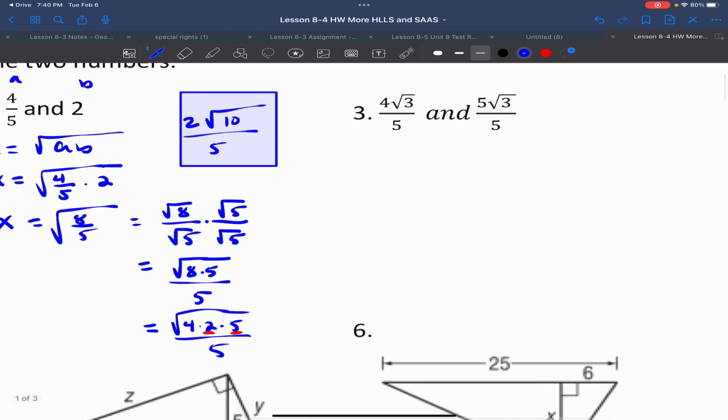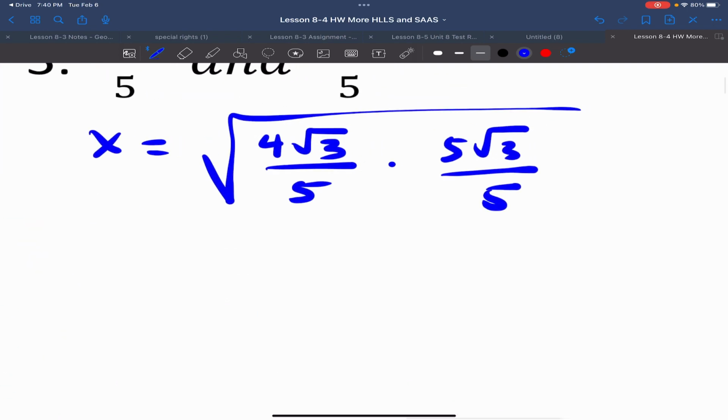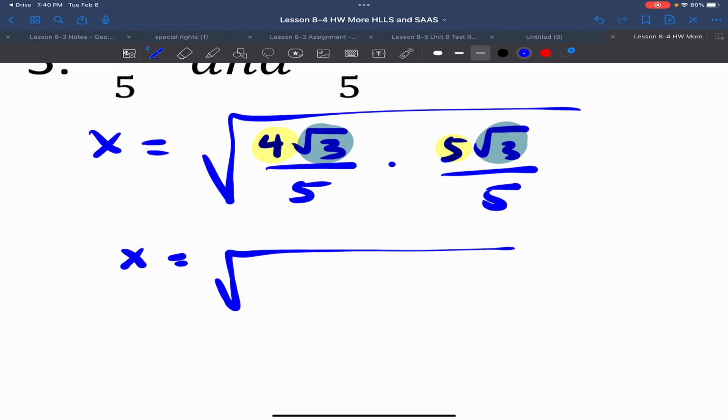Number 3, I have 4 root 3 over 5 and 5 root 3 over 5. So I'm going to call this a, b. So x equals the square root of 4 root 3 over 5 times 5 root 3 over 5. So just going to look at the top stuff. I'm going to multiply the coefficient to coefficient and then the radicand to the radicand. So then x equals the square root of 4 times 5 is 20. And then root 3 times root 3 is just 3.